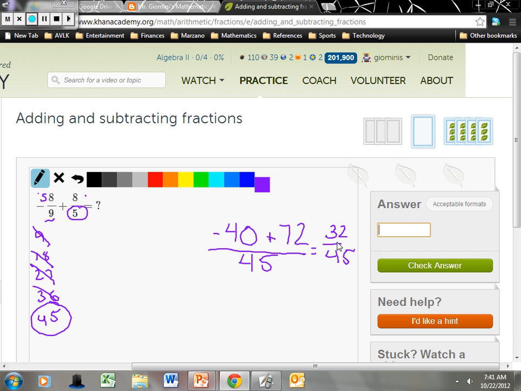Now, this is a tricky one. Can this be reduced? Answer is no. So 32/45. Let's keep our fingers crossed here.